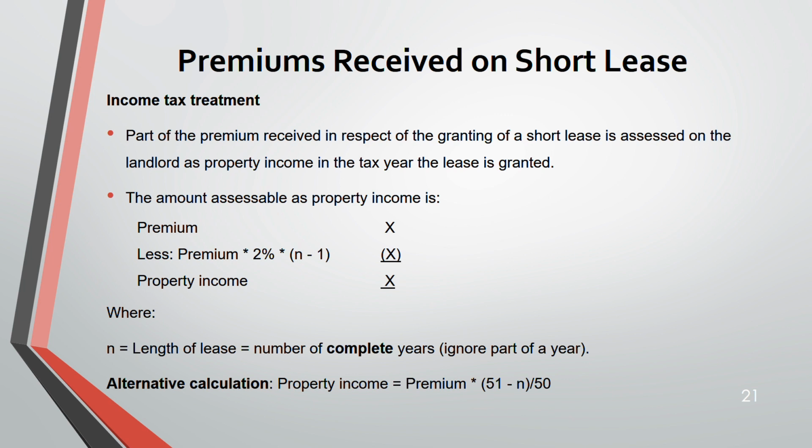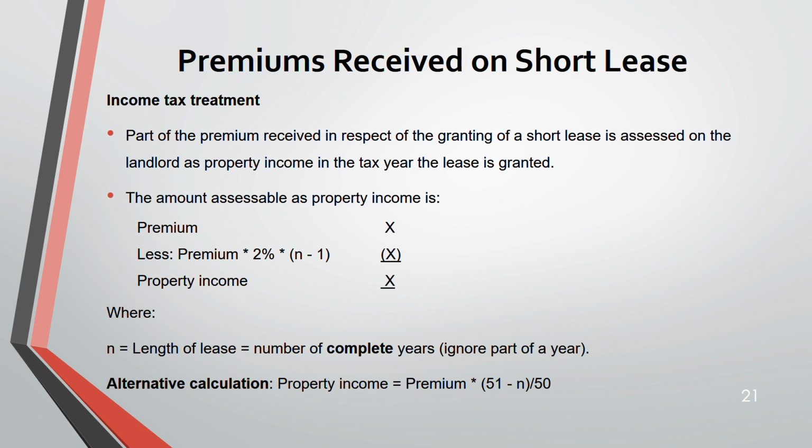The alternative calculation is this. Property income, you will get the same answer. Try both the methods and see. The first one and this one. That is premium into 51 minus N, where N is the length of your lease, and divide by 50.